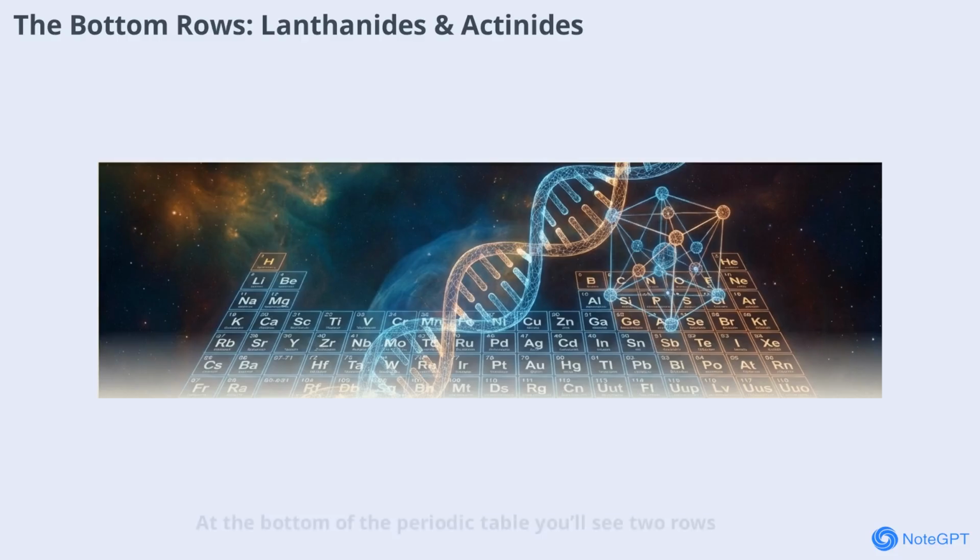At the bottom of the periodic table, you'll see two rows, the lanthanides and actinides. These elements actually fit inside the table but are placed below for design reasons. They include rare earth metals and radioactive elements, playing crucial roles in technology and energy.